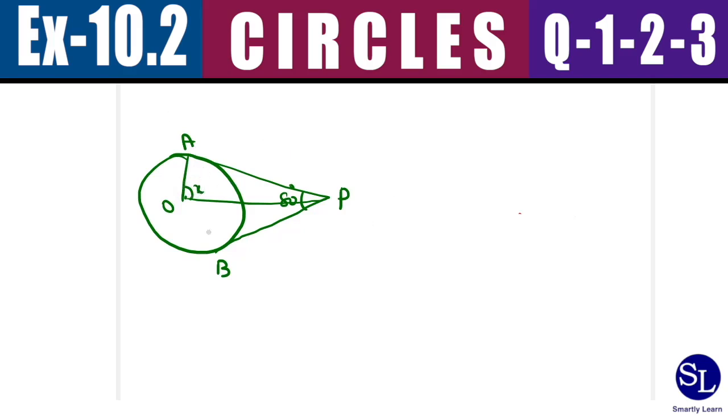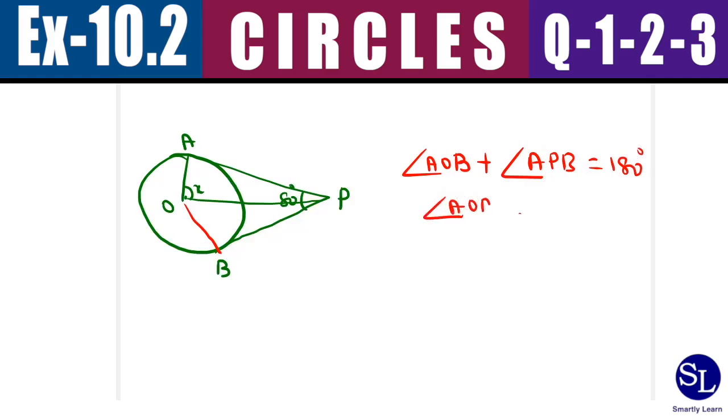Just as in the previous sum, we realized that angle AOB plus angle APB will be equal to 180 degrees. As I just said before, you can remember that as a property. So angle AOB will be equal to 180 minus 80, which is equal to 100 degrees.